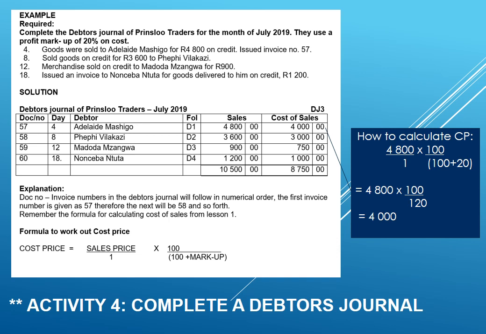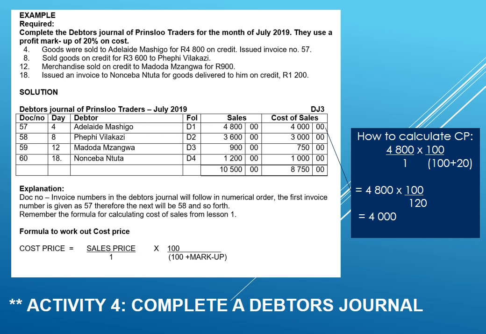Then on the 18th, last one, we issued an invoice to Nonkeba Ntuta for goods delivered to him on credit, 1,200. My document number is 60. The transaction took place on the 18th. We sold to Nonkeba Ntuta. That's our debtor. New debtor, so D4. Sales amount 1,200. Use my calculation to get to 1,000 for the cost price.